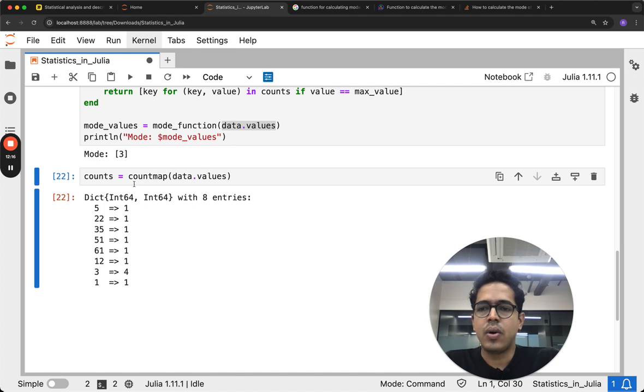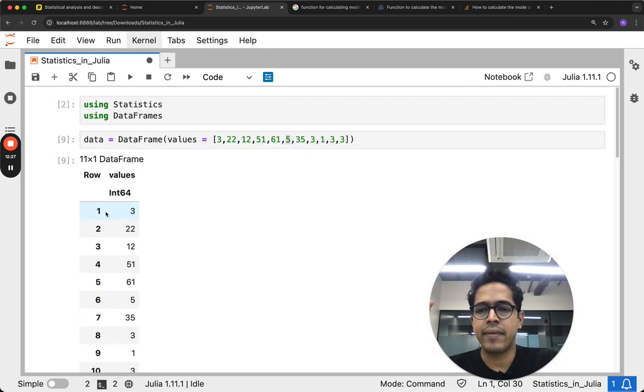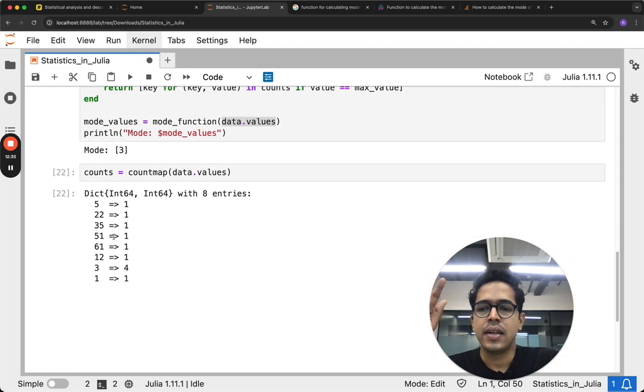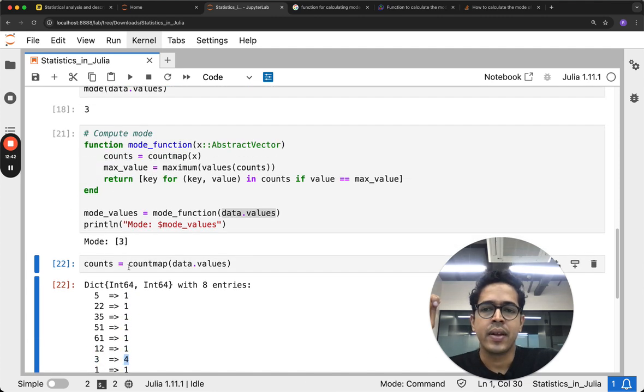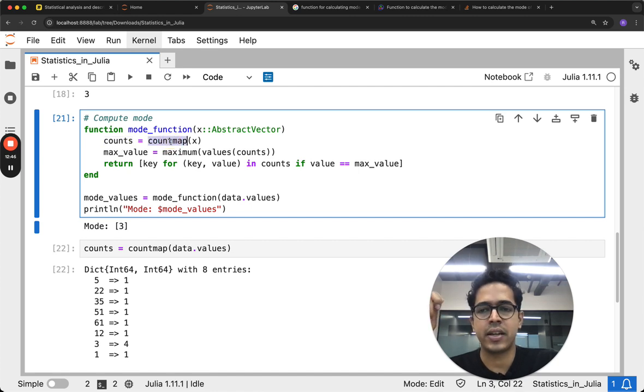Here this count map function is very interesting because it maps every number in the list or in the array to the number of times it's occurring. So 5 is occurring only once in this. 1 is occurring only once, but 3 is occurring 4 times, and the rest of the numbers are also occurring only once, which means you can see that 5 is mapped to 1, 22 is mapped to 1, but if you look at 3, it is mapped to 4, right? So that is what the count map function does.